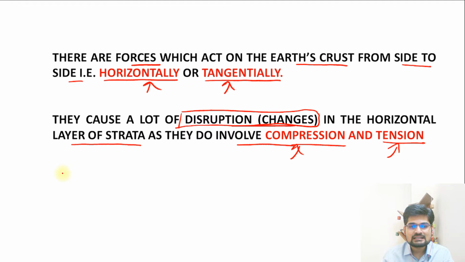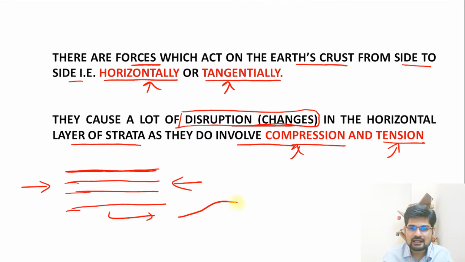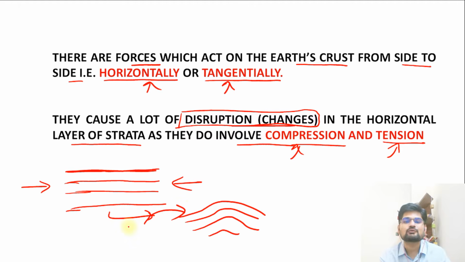So what happens? There are various layers that we know in the crust, various layers of sediments. What happens when there is this particular pressure on them? The next thing that happens is that gradually it starts folding up. So that is important, what is called the folding process.